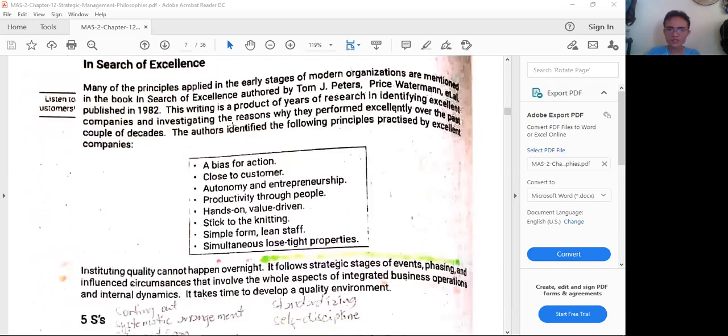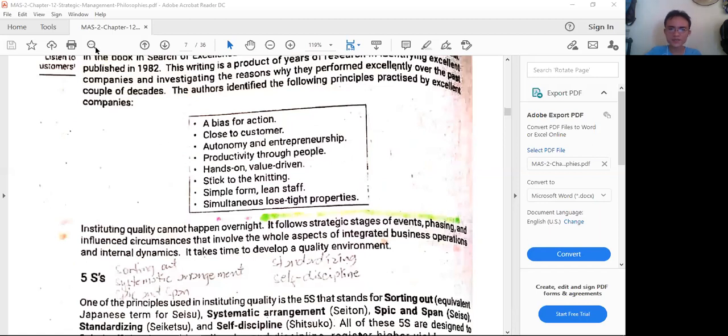Then there have been some changes already in the landscape, but these are unlike the accounting standards we're in. Changes are really dramatic. But in terms of management accounting, it takes decades for updates. So here are some outputs based on the practice of excellent companies. So this is the book In Search of Excellence. The authors identify the following principles practiced by excellent companies.